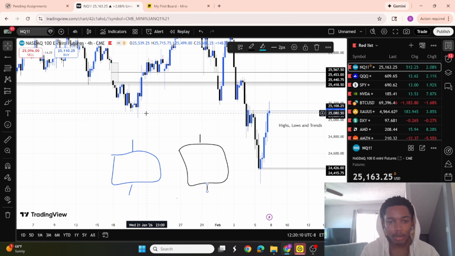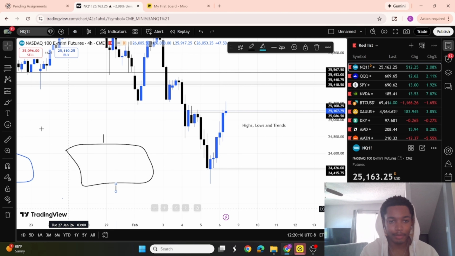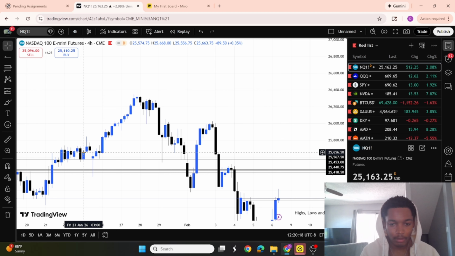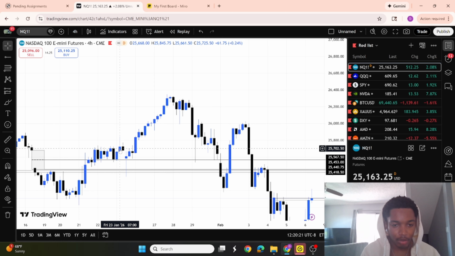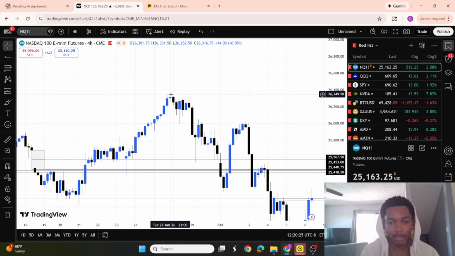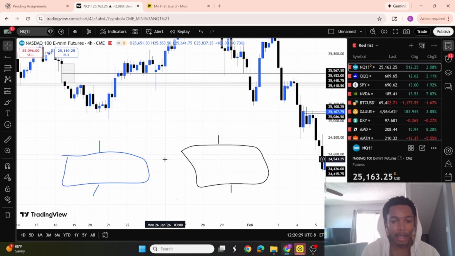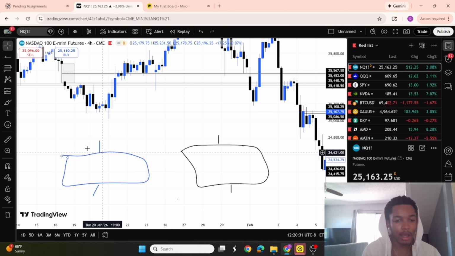If it's a double blue, that's not my type of high. That's not my type. So like this right here, for example. Hold on. Blue, blue. This is not a high. All this blue, this is not a high until we reach here, okay? Blue candle, black candle. That's what we want to see. And the highest point of that is our high.